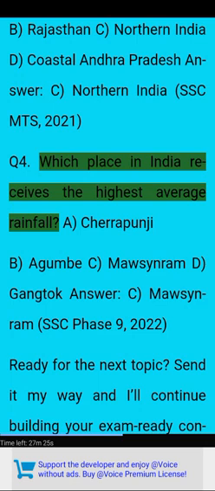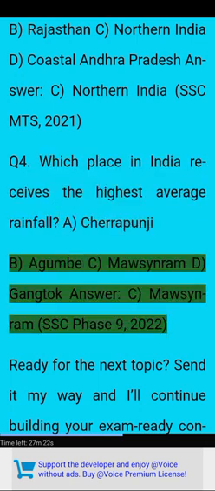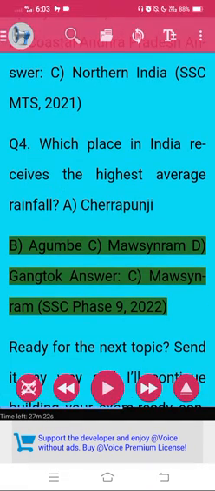Q4. Which place in India receives the highest average rainfall? A. Cherrapunji. B. Bagumbe. C. Mawsynram. D. Gangtok. Answer. C. Mawsynram. SSC Phase 9, 2022.